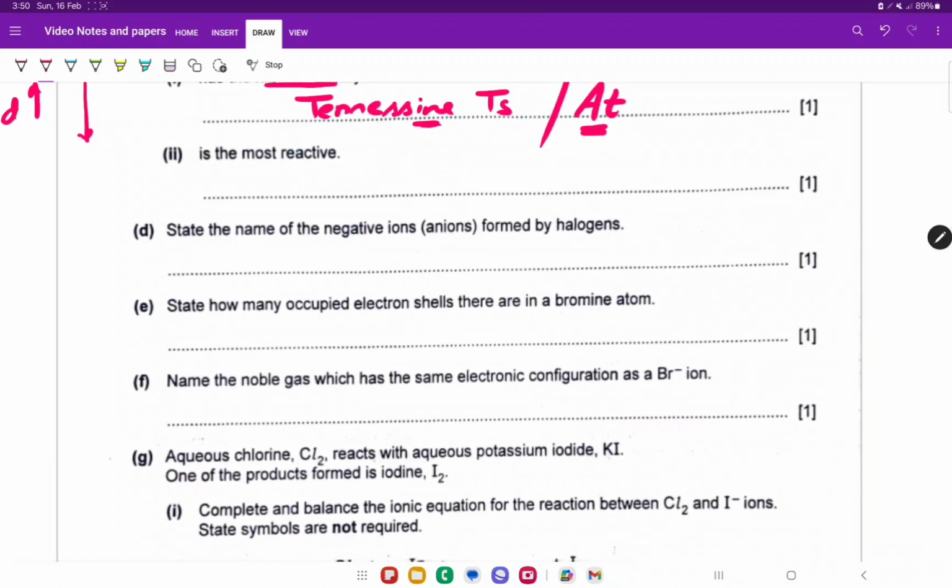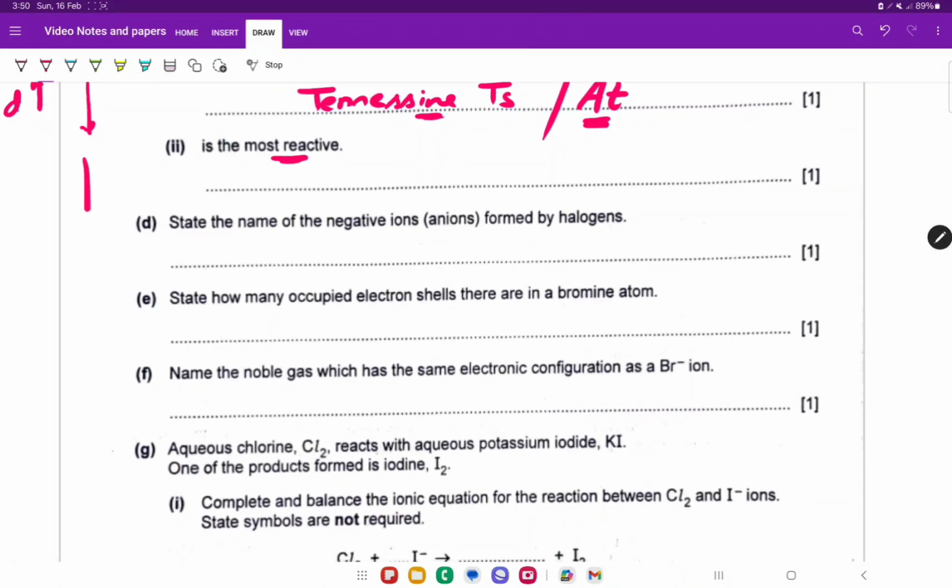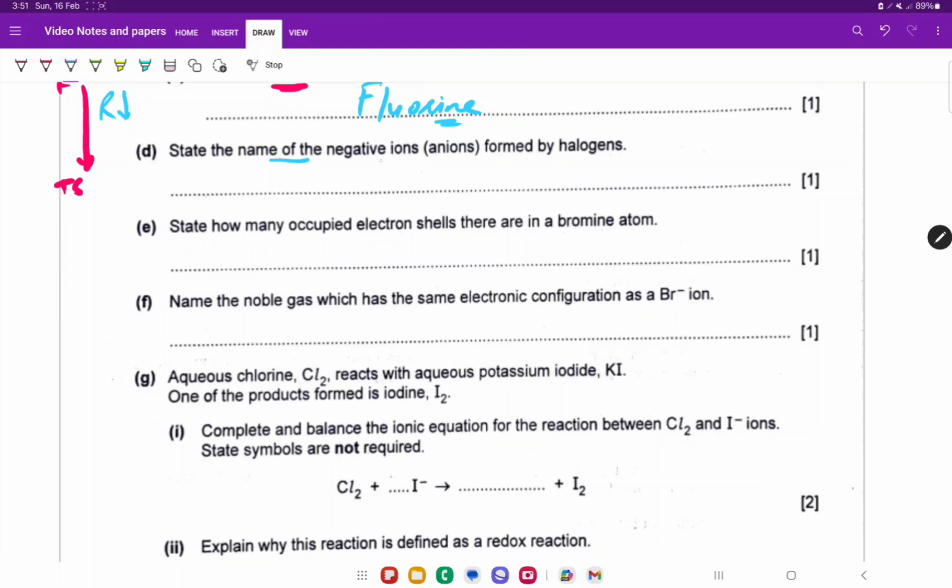Most reactive. As we move down the group in this table from fluorine to tennessine, the reactivity goes on decreasing. Hence, fluorine is my most reactive element. In terms of reactivity, fluorine is the answer. State the name of negative ions formed by halogens. They form halide ions.